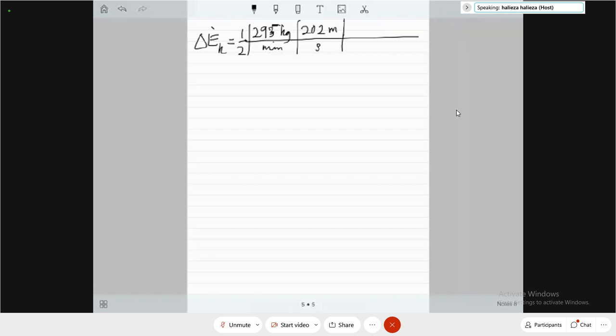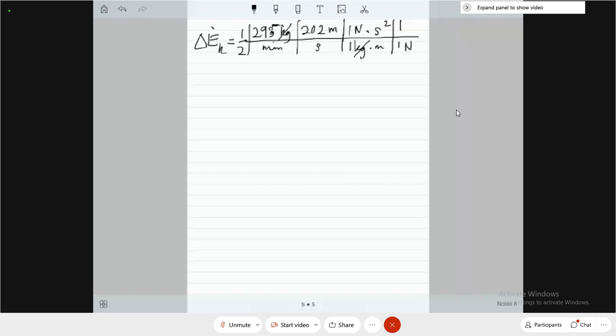So how are you going to get that into kilojoules per minute? 1 Newton is equal to 1 kilogram times meter per second square. Okay, we cancel the kilogram. Again, the velocity is meter cubic per second cubic. Meter square per second square.